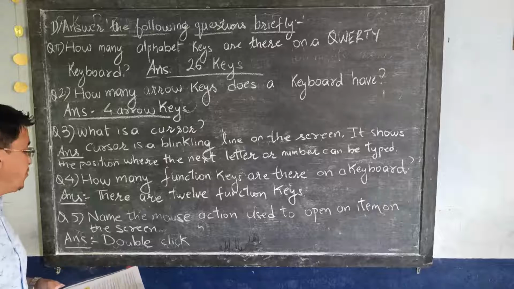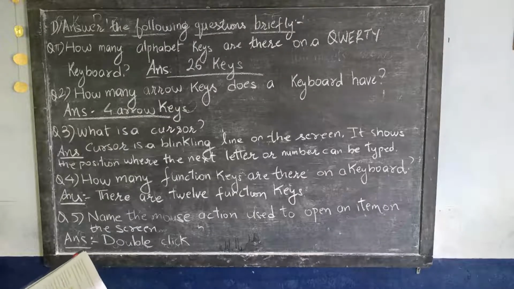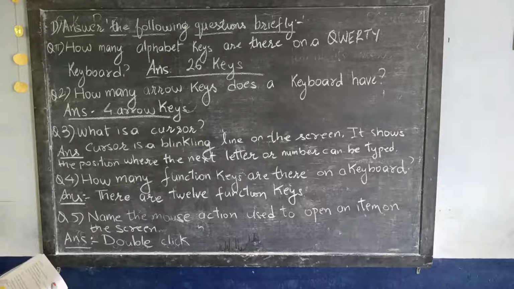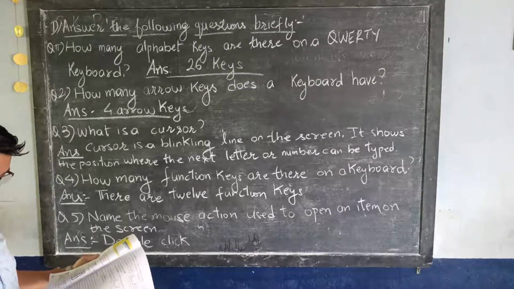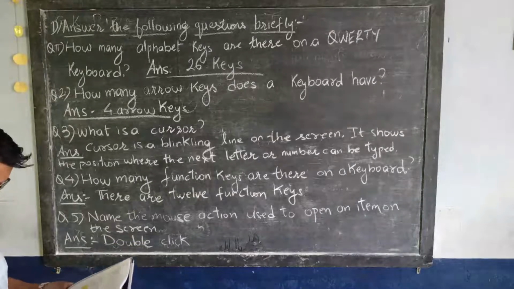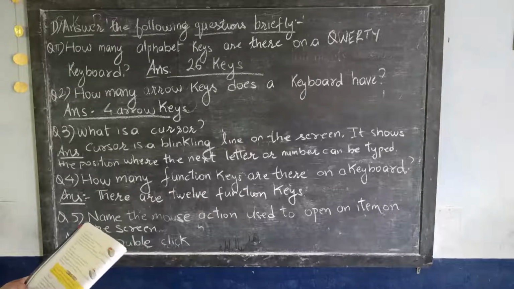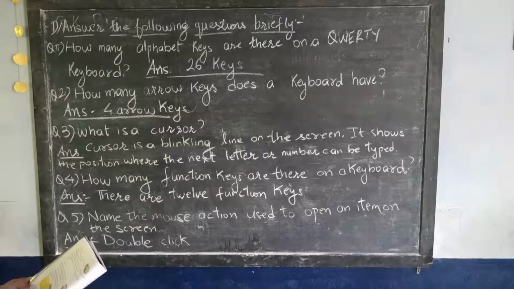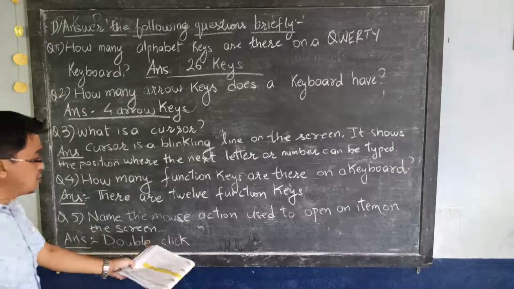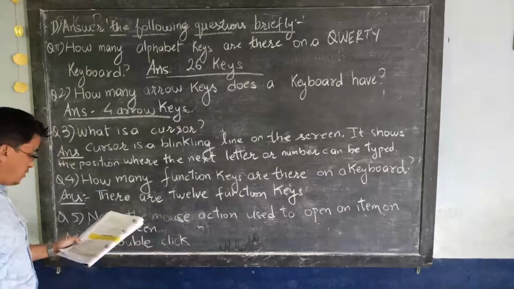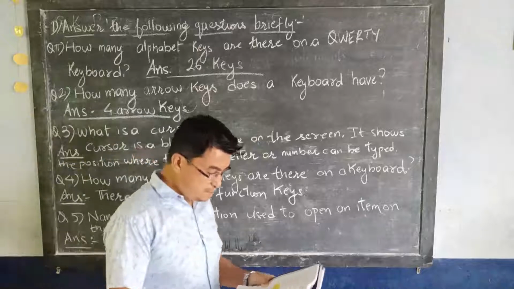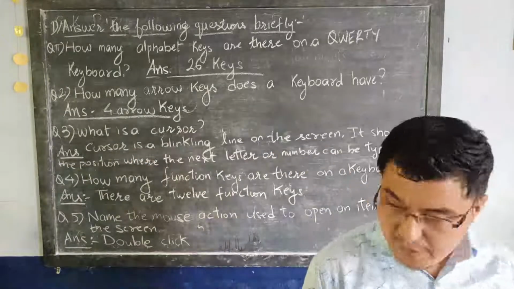Now last one, name the mouse action used to open an item on the screen. Now look at page number 52. In 5.1 is written mouse actions, and in the continuation of that subtopic on page 52, double click. Double clicking is used to open files, folders or programs on the computer. So the answer is double click. With that we complete exercise A, B, C, D.